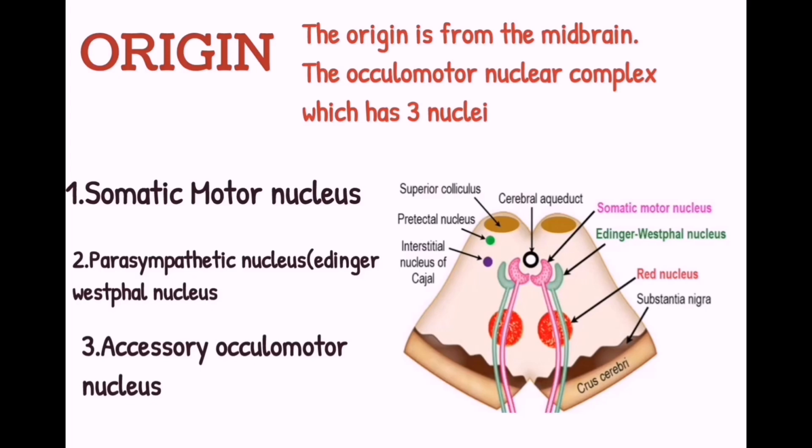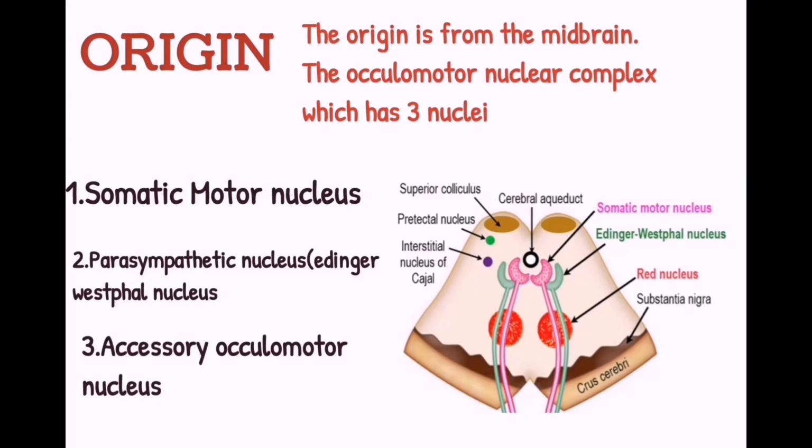The second nucleus is the parasympathetic nucleus, the Edinger-Westphal nucleus. As the name suggests, it gives a parasympathetic supply to which muscles? To the sphincter pupillae and the ciliary muscle, right? So let's talk about the accessory oculomotor nucleus. Can you see that in the picture? You are not seeing it, so wait for it. It consists of 2 further nuclei, the interstitial nucleus of Cajal and the pretectal nucleus.